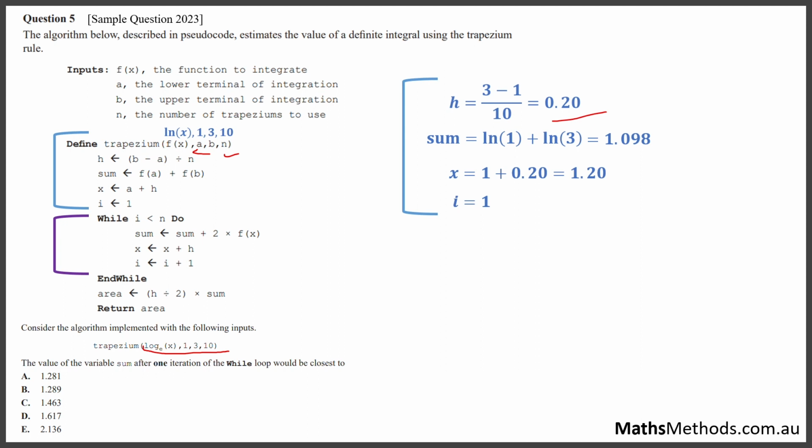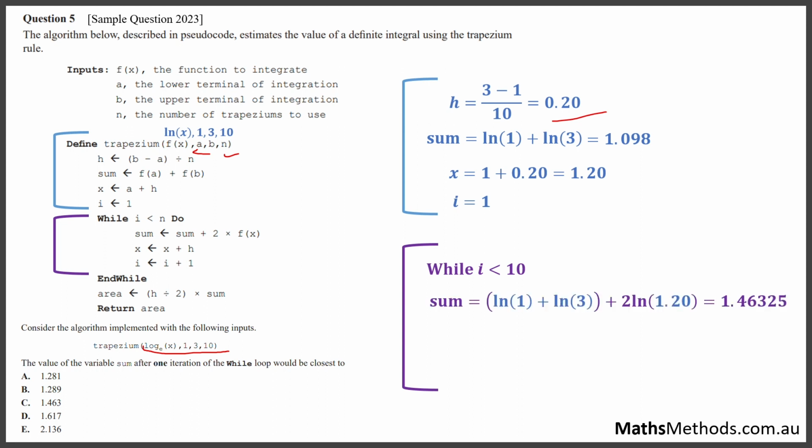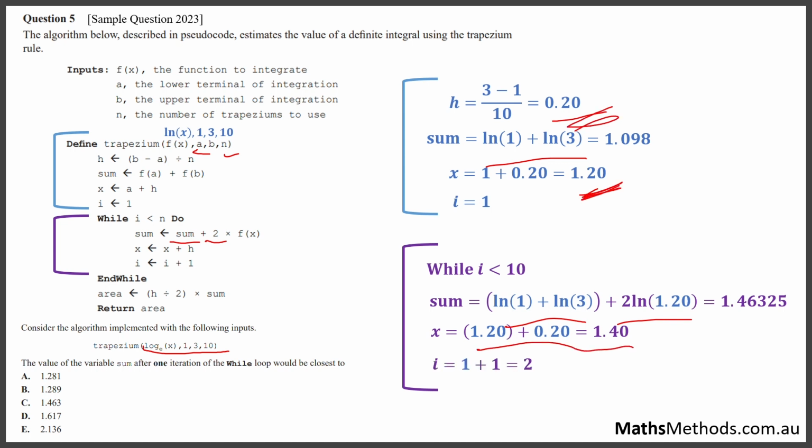So while I is smaller than n, we want to do all of this stuff. So in this case, n is 10. So we're going to sum the previous sum plus 2 times f of x. So here's our previous sum plus 2 times f of x. That gives us this. We're going to assign x plus h. So we figured out our x before. And up there's our h. So we're going to assign that to x. And I, pretty much just going to add 1 to I. It was 1 before. We're going to add 2.